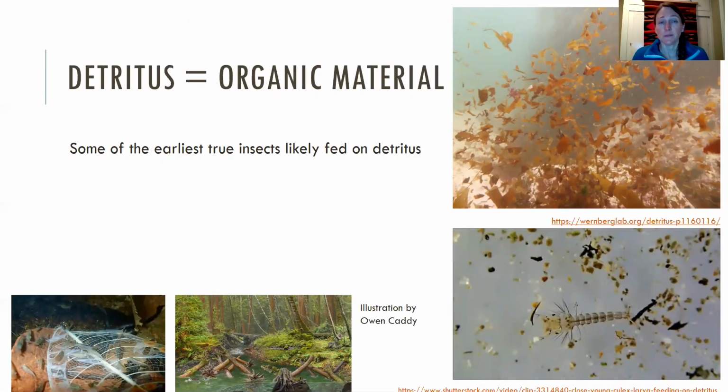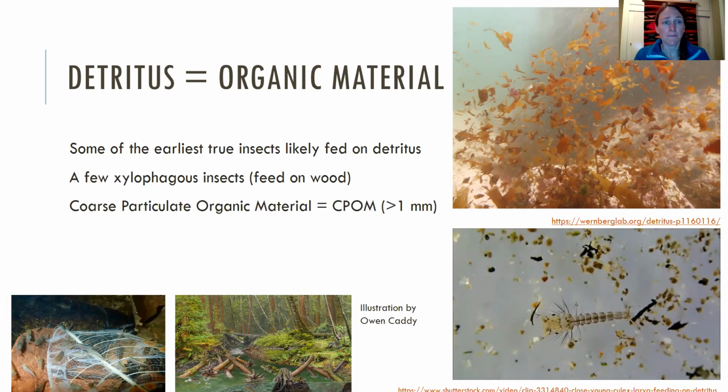And then there's detritus, which is organic material. Some of the earliest true insects likely fed on detritus. It was probably widely available. And there are very few xylophagous insects in aquatic systems that directly feed on wood, but there are a few of them.